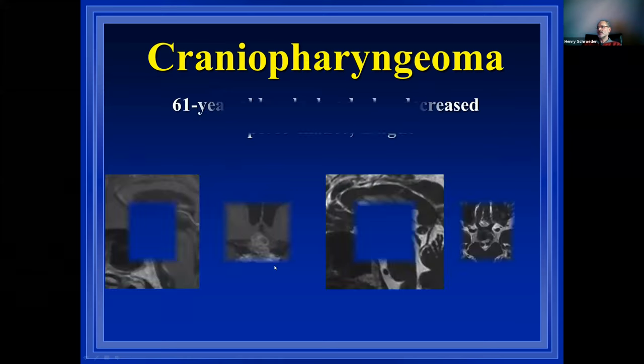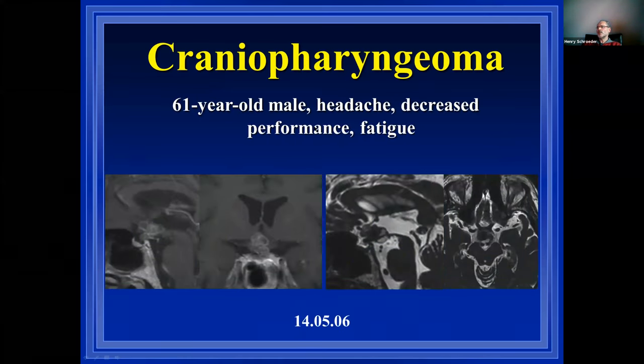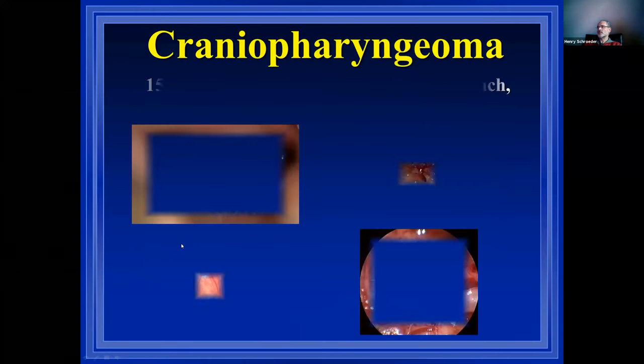Craniopharyngiomas, we did a few of them. You see here an old man, he had fatigue and decreased performance. He had a little bit of pituitary insufficiency. You see this tumor here. Nowadays, I would make an endonasal approach, but you see here, this is the chiasm, and this is a tumor pointing to the lamina terminalis. So we did a lamina terminalis approach by an eyebrow incision.